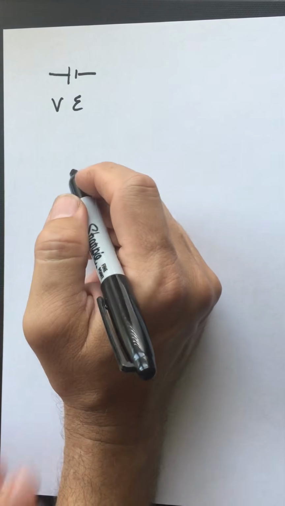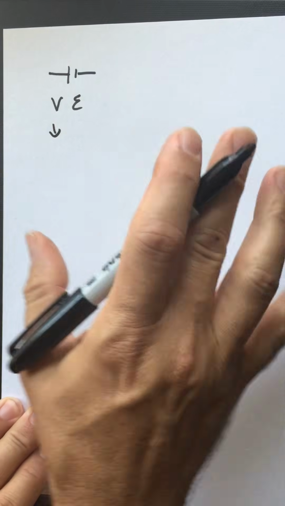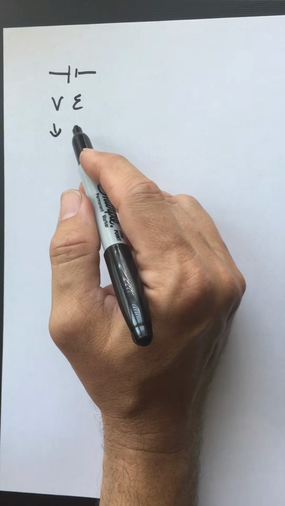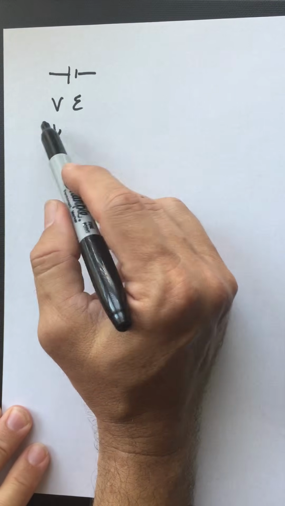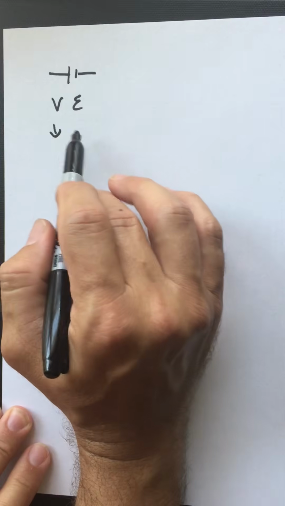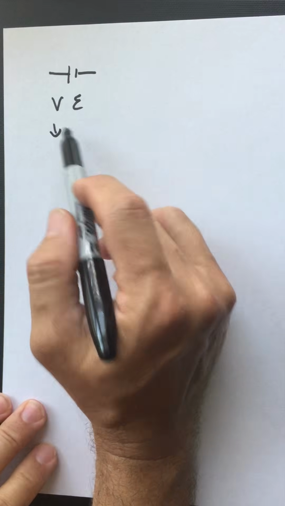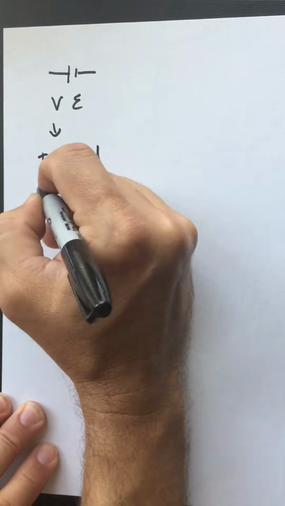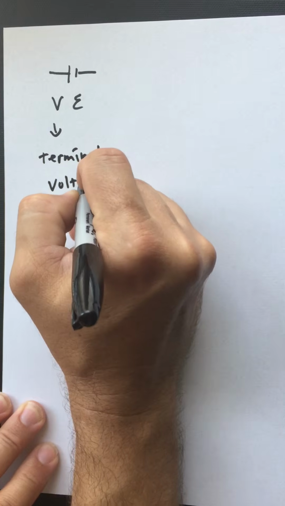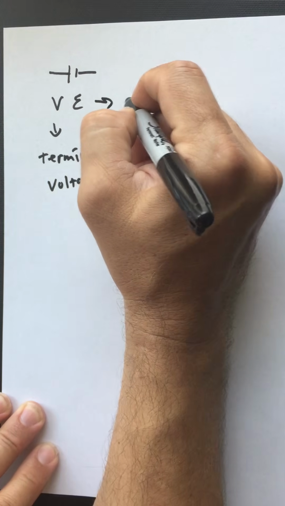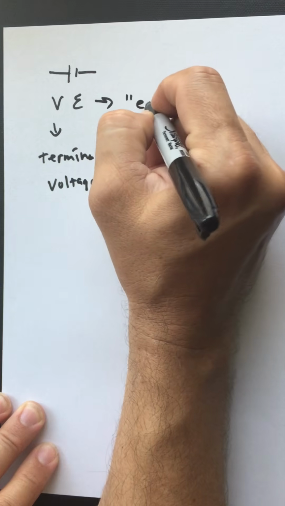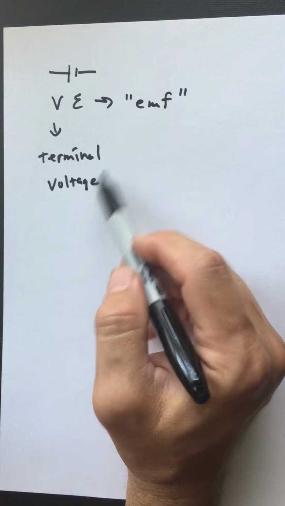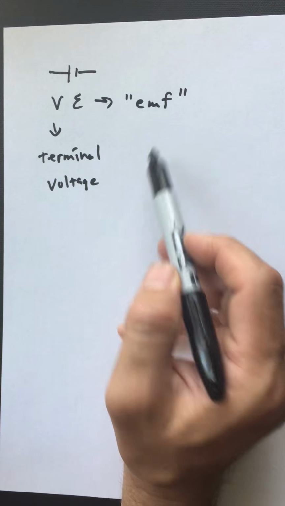V is going to be what we call, and I should say that this whole conversation is predicated upon whether or not you're doing a problem which cares. Some problems, we don't care what the difference is, and maybe that'll make more sense after I explain it. But some problems do care. So this is what's going to be called the terminal voltage. And this is usually called EMF.